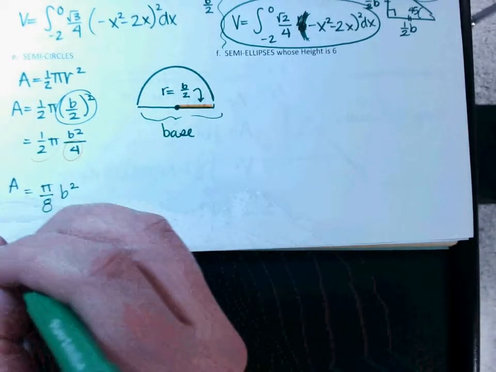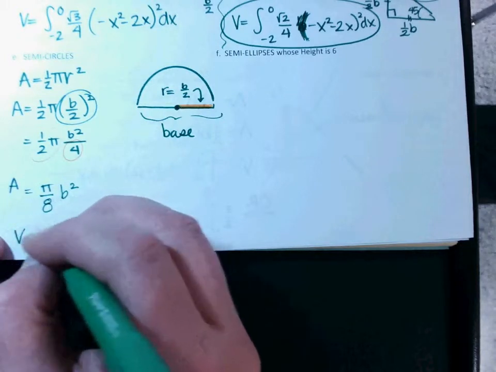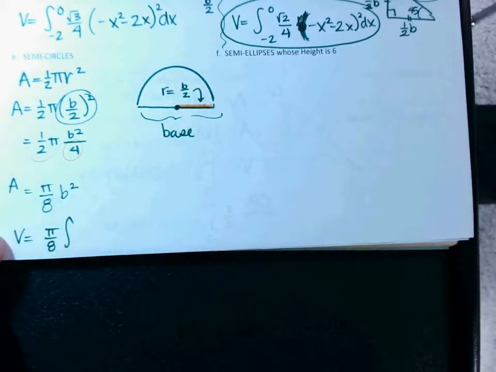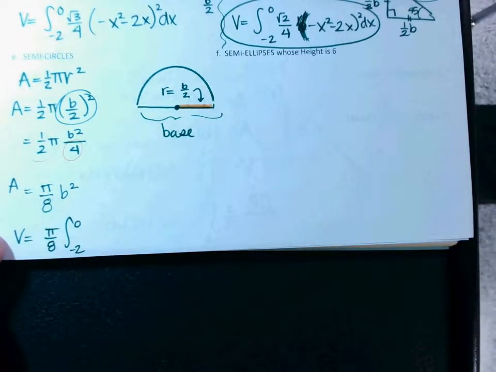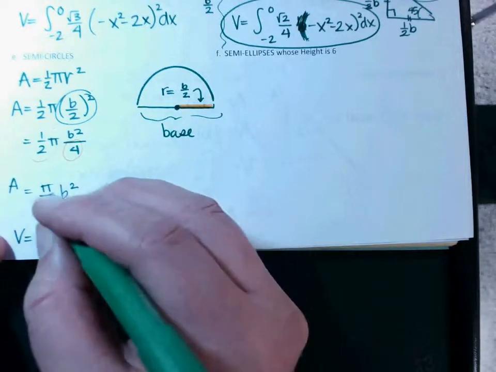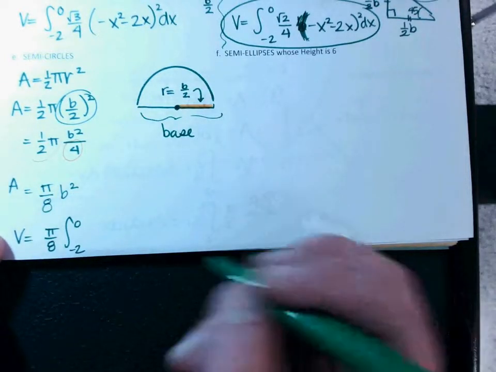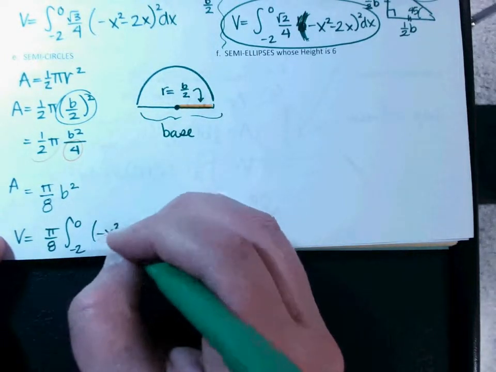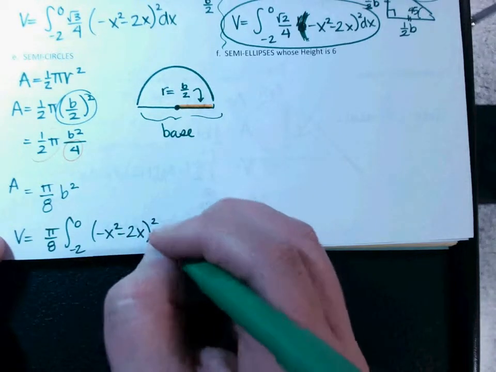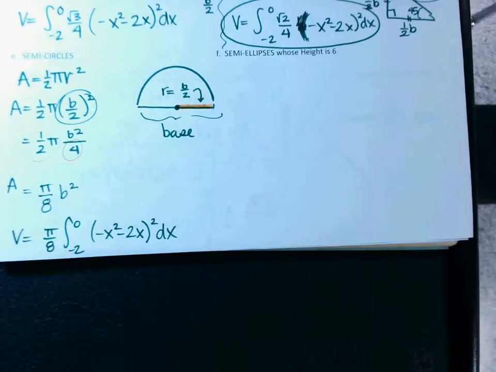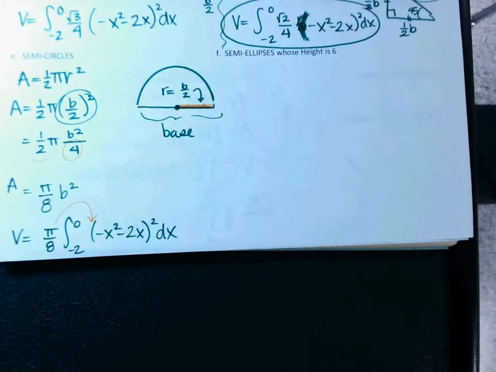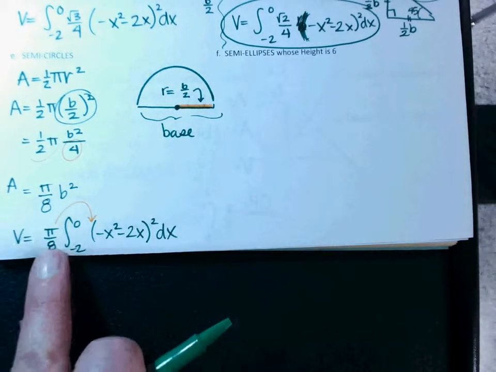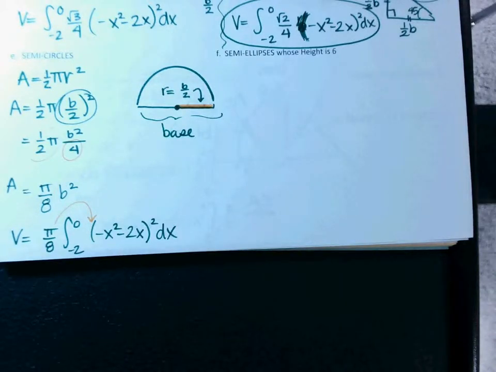Remember, that's my area still. So to get to volume, I need to turn it into an integral. It'll be pi over 8. My endpoints were -2 to 0. And then I would put my b squared, which would be -x squared minus 2x squared dx. From there, you'd just be typing that in. Also remember, this pi over 8 could be on the inside. It really doesn't matter. I'm going to write it on the outside, but you should be used to both.